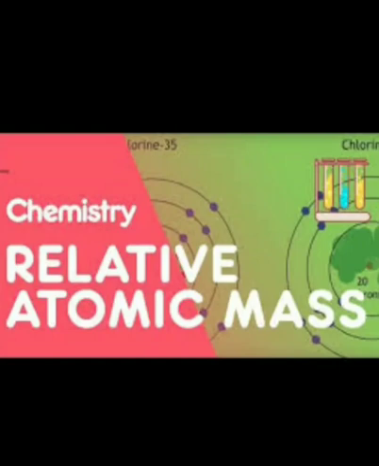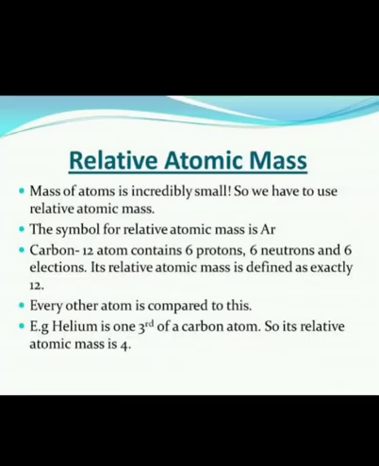So later the scientists chose the carbon 12 atom. As we know that carbon has isotopes, the scientists chose the carbon 12 atom as the standard for comparison of the mass of other atoms or molecules. Clear? So first we discuss what is relative atomic mass.